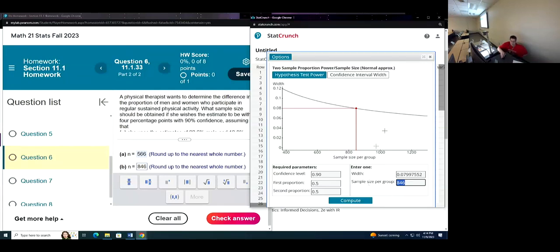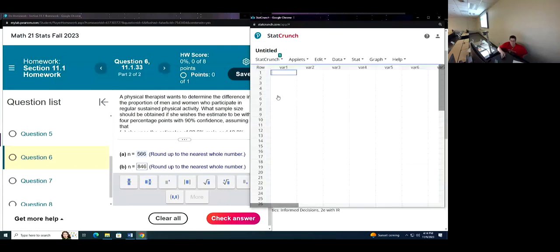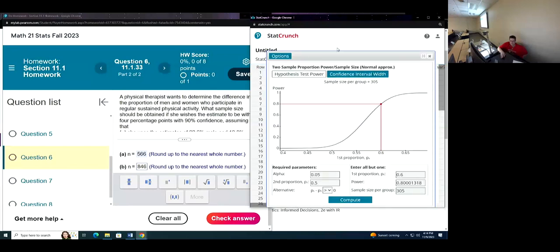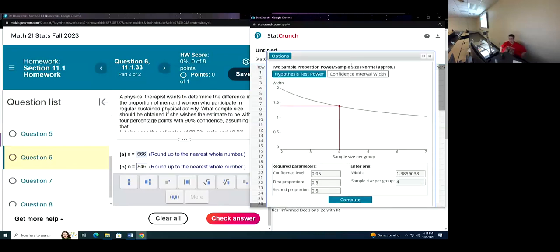Okay, so this was, again, question number 6 in 11.1. I did stats, proportion stats, 2 sample, power sample size. Click on confidence interval width, and it's a lot like what we did with one sample, except we have 2 proportions now to enter, not just one. That's the only difference.